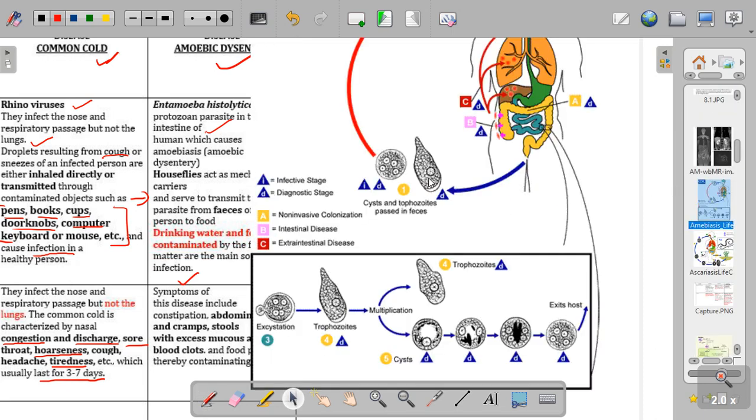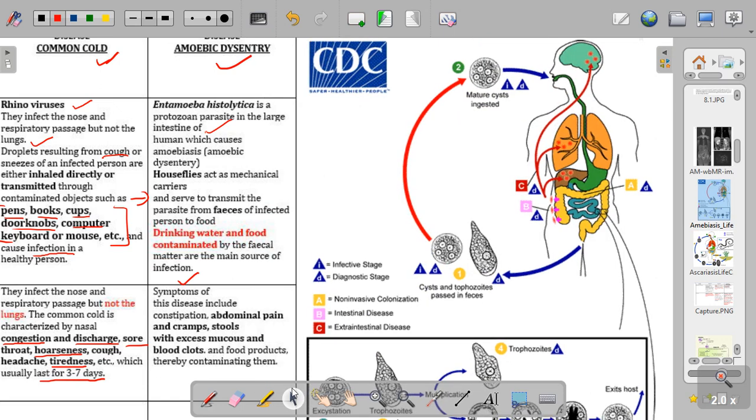Now, what could be the vector? The transmission takes place by an insect called the housefly. This is a vector carrier of the Entamoeba histolytica protozoan. That's the reason why it is best to avoid houseflies in the home. Try to keep the food covered, which doesn't allow the houseflies to settle upon it.